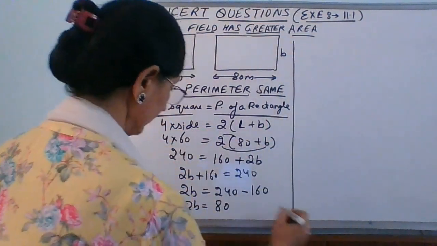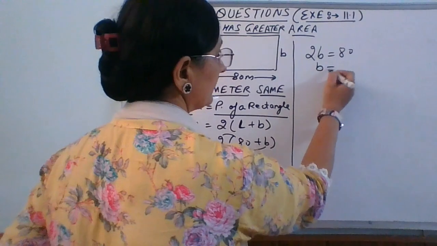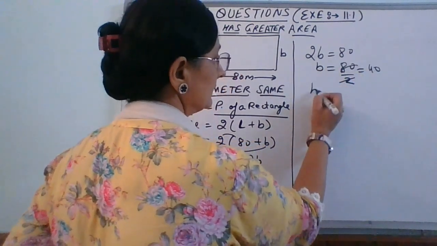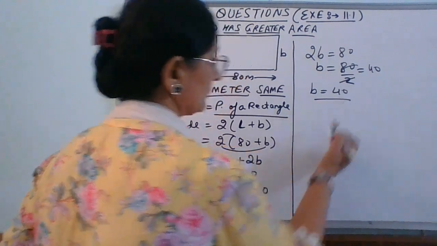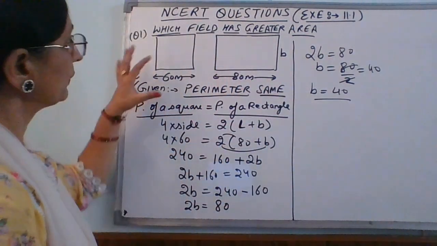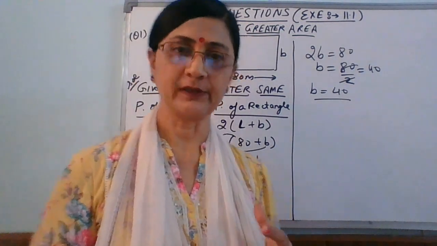So 2b is equal to 80. So b will be equal to 80 divided by 2. If you cancel, the breadth comes out to be 40. So the breadth of the rectangle is 40. Now you are supposed to compare the areas. So for that we need to calculate the areas.